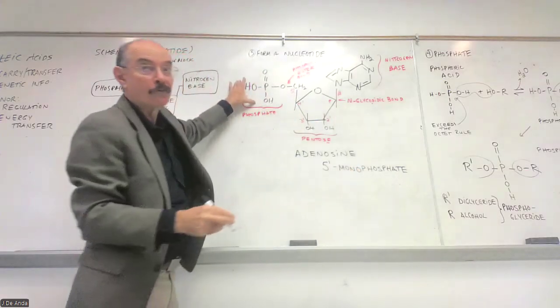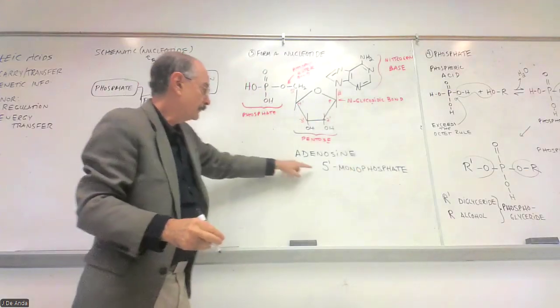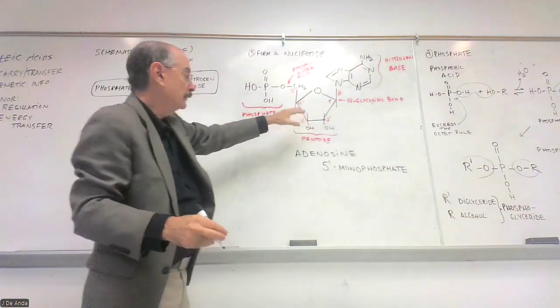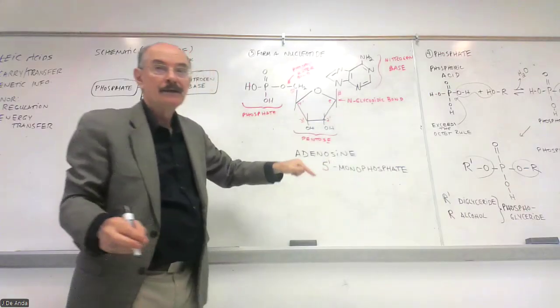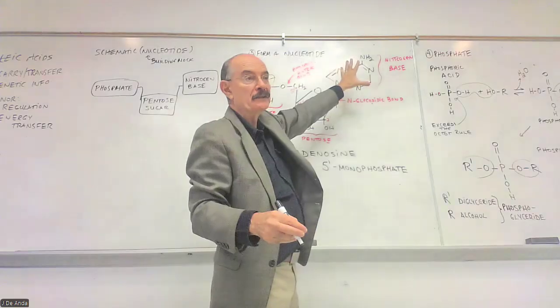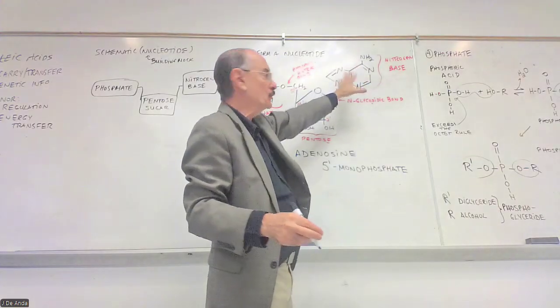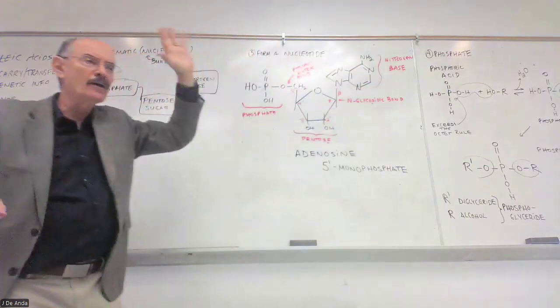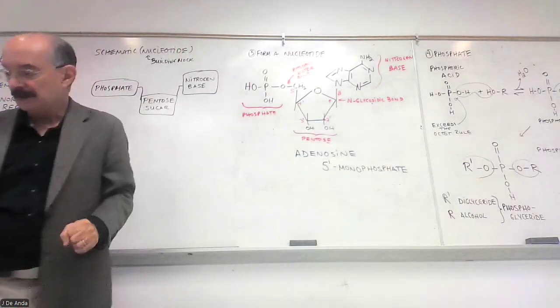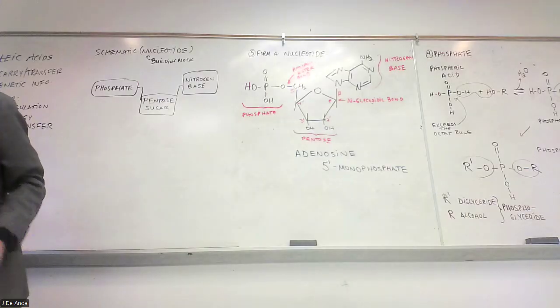Monophosphate because it's only one phosphate group attached. 5 prime because it's connected to the 5 prime carbon of the sugar. Notice that if we don't put that prime, it might confuse us to think that it's connected to one of the positions on the rings here, but nothing gets attached to those rings. Well, later on in modified bases that happens, but as far as the model here is concerned, that's all we need to do.